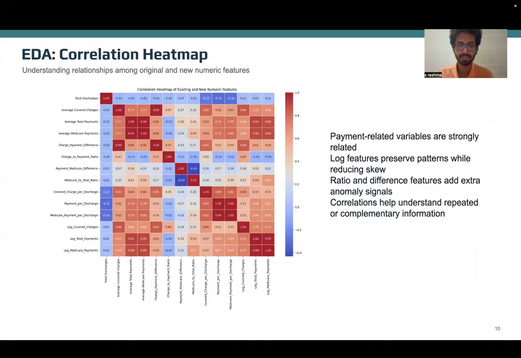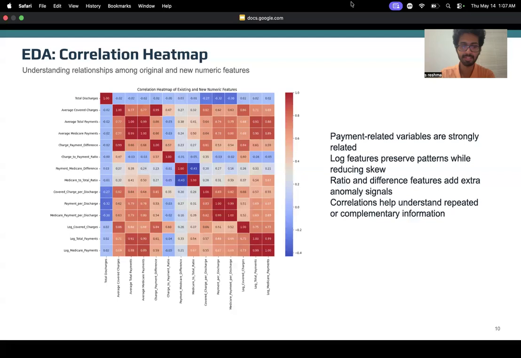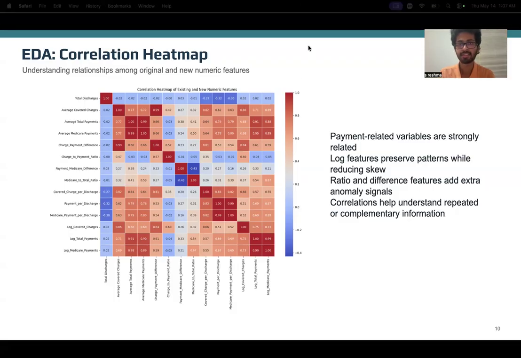The correlation heat map shows that the numeric features are related to each other. Payment related variables are strongly correlated because they measure similar financial behavior. The log transform features also preserve the general pattern while reducing the skewness at the same time. The ratio and difference features add extra information that is not fully captured by the original columns. This confirms that the new features provide useful signals for anomaly detection.